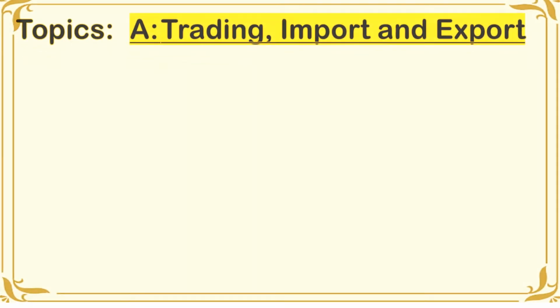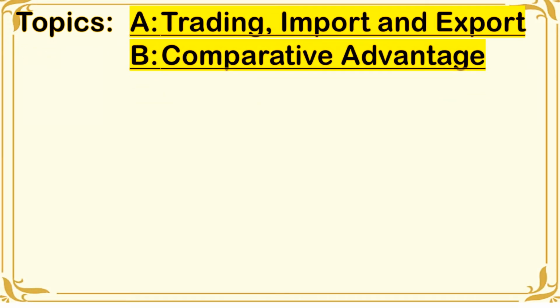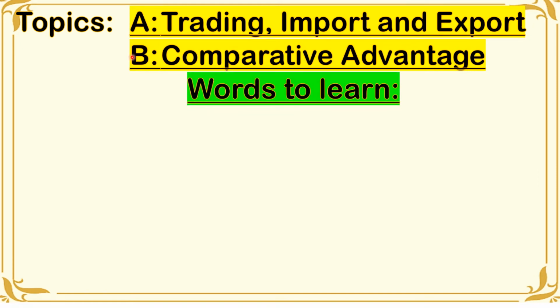So class, our topics for today are the following. Letter A, trading, import and export. And letter B, comparative advantage. These are the words to learn that we will be encountering all throughout our slide. Please repeat after me so you can still practice your reading skills and your speaking skills even if you're just at home. Are you ready now?